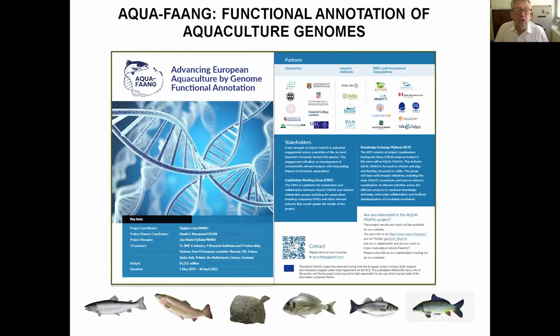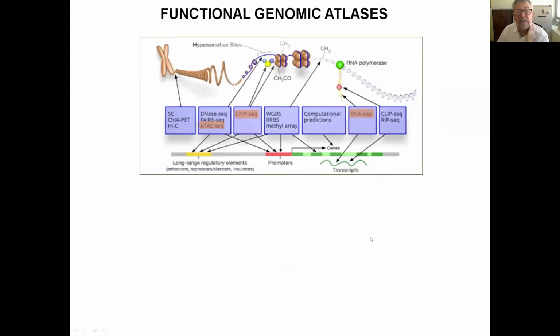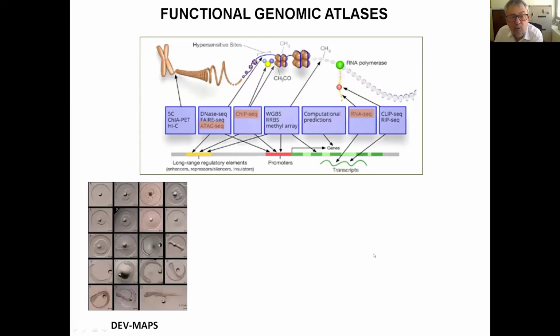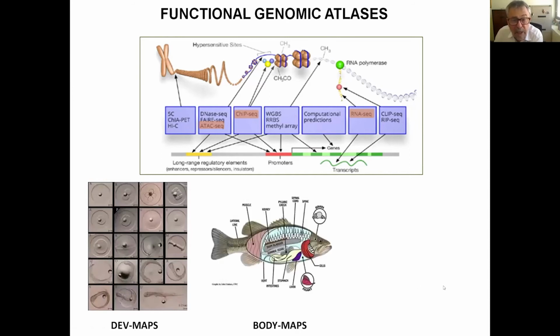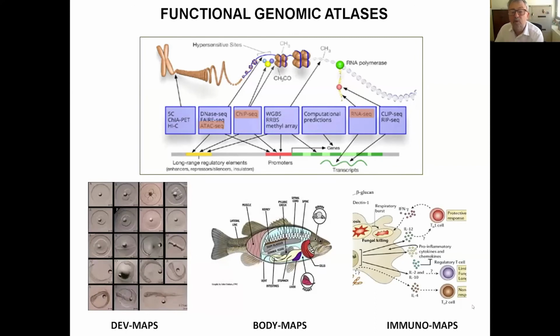To finish, we are now involved in the FAANG initiative, in particular the AquaFAANG initiative, which is related to functional annotation of aquaculture genomes of the 6 most important finfish species in the European Union: the salmon, the rainbow trout, the turbot, the sea bass, the sea bream, and the carp. We are interested in developing functional genomic atlases using ATAC-seq, ChIP-seq, RNA-seq, and microRNA-seq to obtain an early development atlas, a body map atlas, and the immune map atlas, which is very important to understand the response to the most important parasites related to these species.